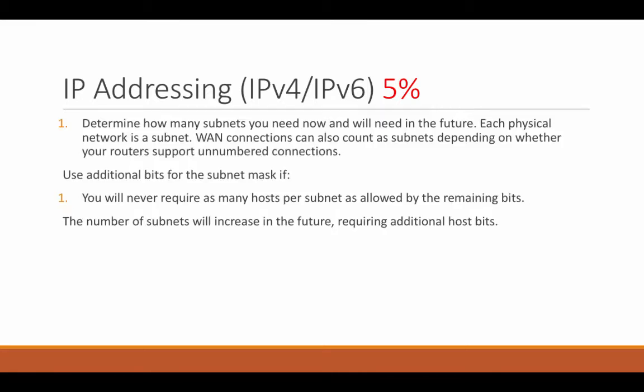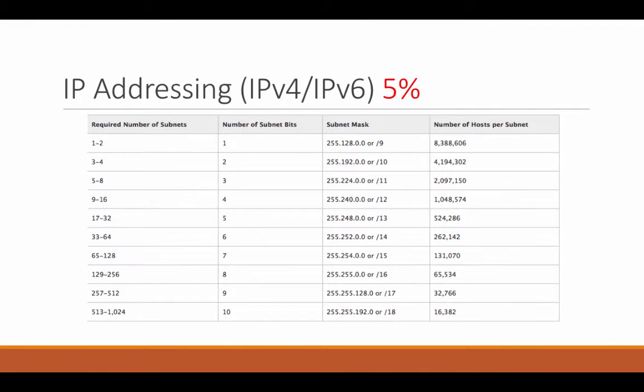So this shows the subnetting of a Class A network ID. Based on the required number of subnets and maximum number of hosts per subnet, you can get a subnetting scheme together quite well based on this. So the number of required subnets, say, is going to be between 9 and 16. Then the number of subnet bits you will have is 4, and your subnet mask will be a /12, which is 255.240.0.0, and the number of hosts you can have per subnet would be 1,048,574.